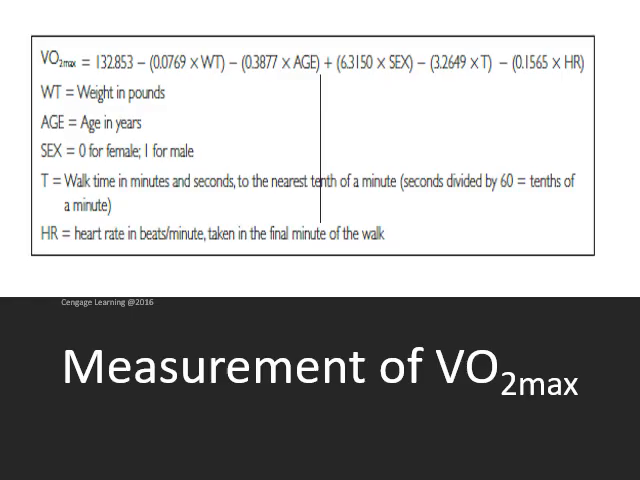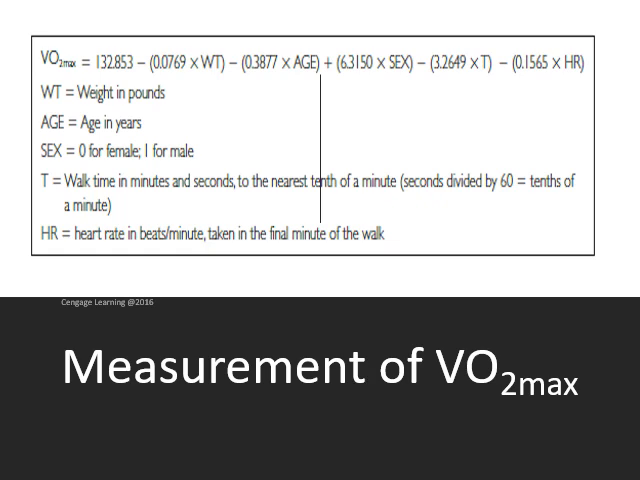There is a field test for cardiorespiratory endurance that is outlined in your book. It's called the 1 mile fitness walking test. It doesn't require any special equipment. You just need a way to time yourself with a stopwatch. You can use your phone. VO2 max is expressed in milliliters of oxygen consumed for every kilogram of body weight for every minute of exercise.